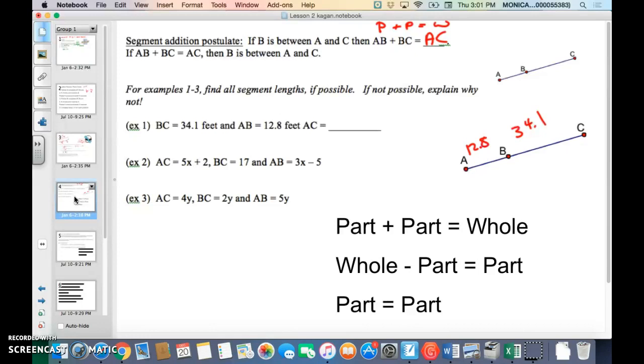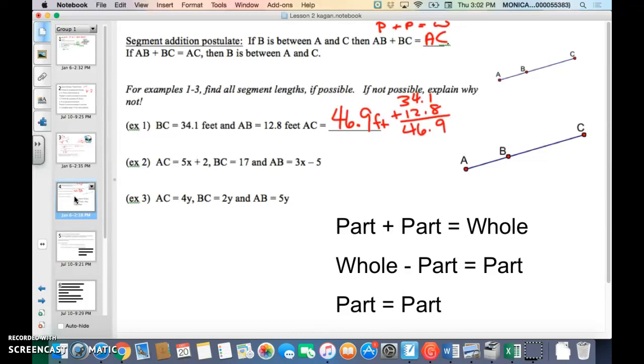Well, you would just simply add those two together. And 34.1 plus 12.8 is 46.9. And in this case, it's being measured in feet. So you would include feet. I'm going to go ahead and erase this so that I can use that same image for the next problem. You can also redraw the image again.